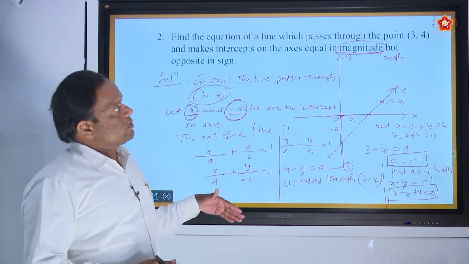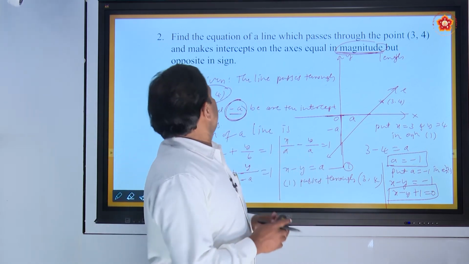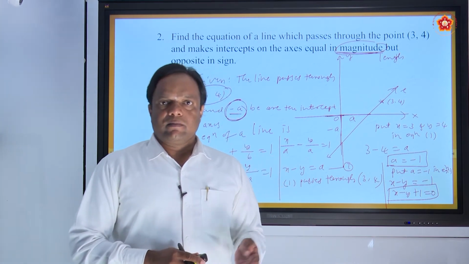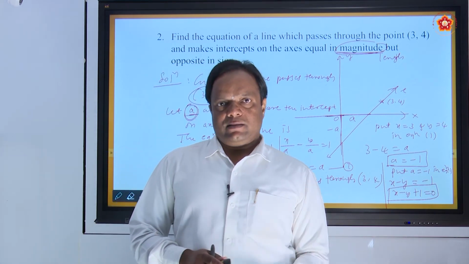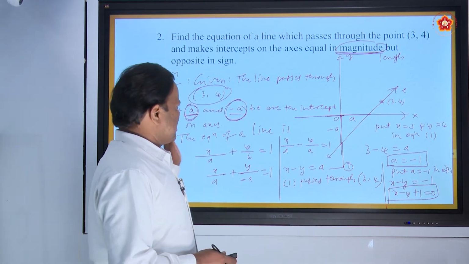The line is passing through the point 3 comma minus 4 and makes intercepts on the axes equal in magnitude but opposite in sign. Okay, this is the answer. Just observe carefully what is given here.